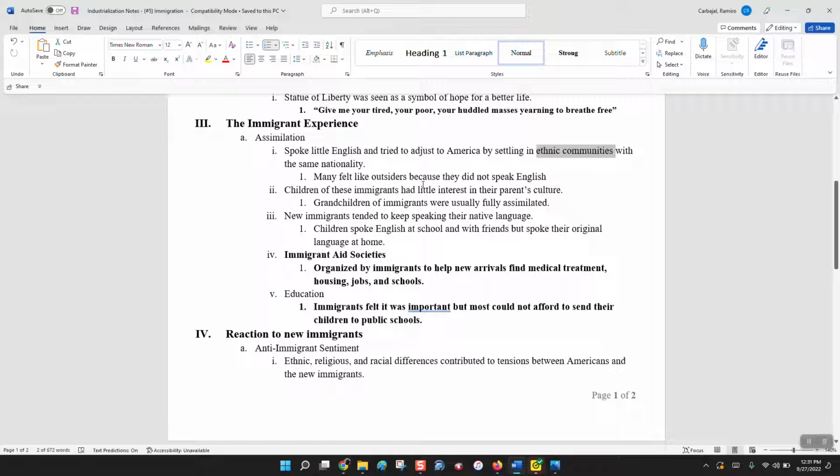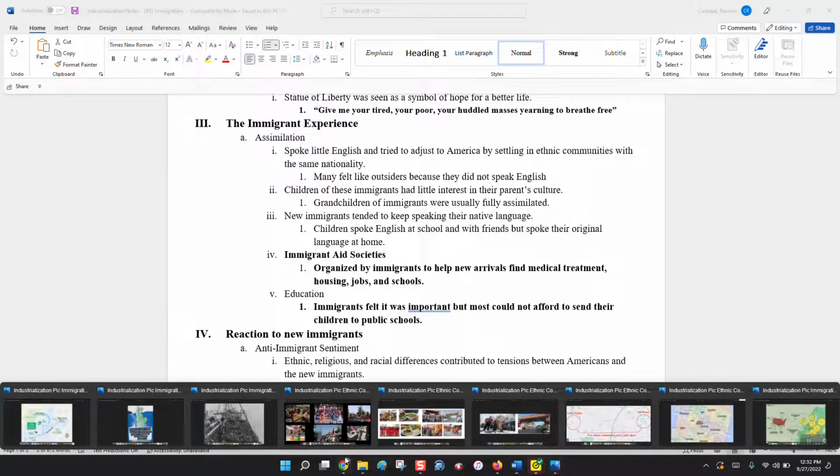Many felt like they were outsiders because they did not speak English, so they felt really comfortable here in the ethnic communities. Now, back then in the 1800s, ethnic communities were basically a place where you lived and worked, and all you heard and saw and smelled and everything was your home country, and you felt comfortable there, but you didn't want to leave outside. Today we still have ethnic communities in our society, but you don't live in these ethnic communities anymore. They're mostly commercial, meaning for business.